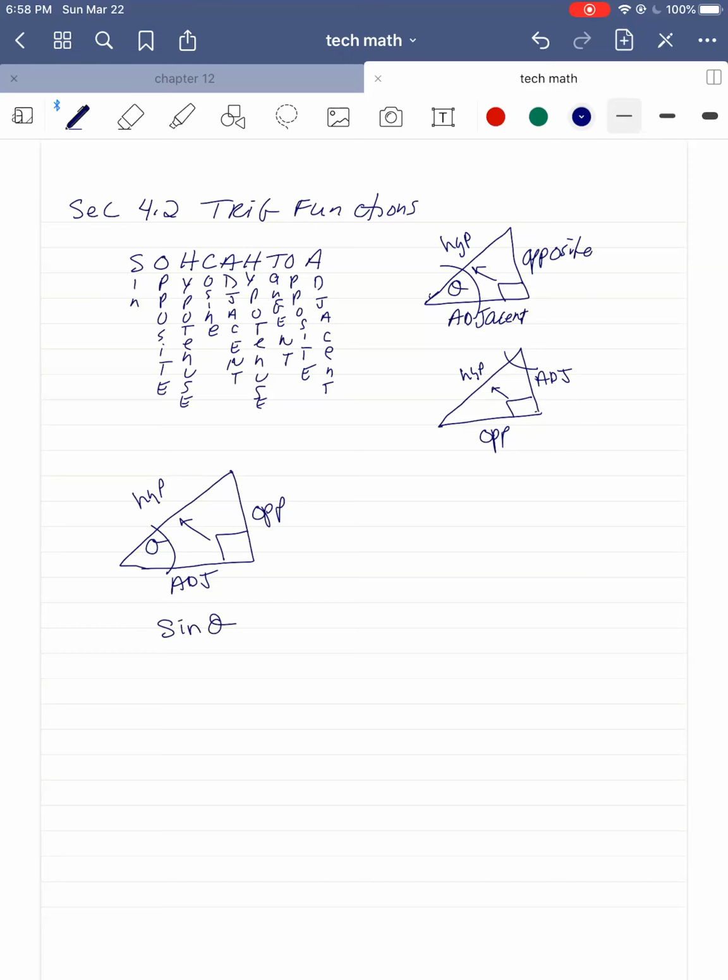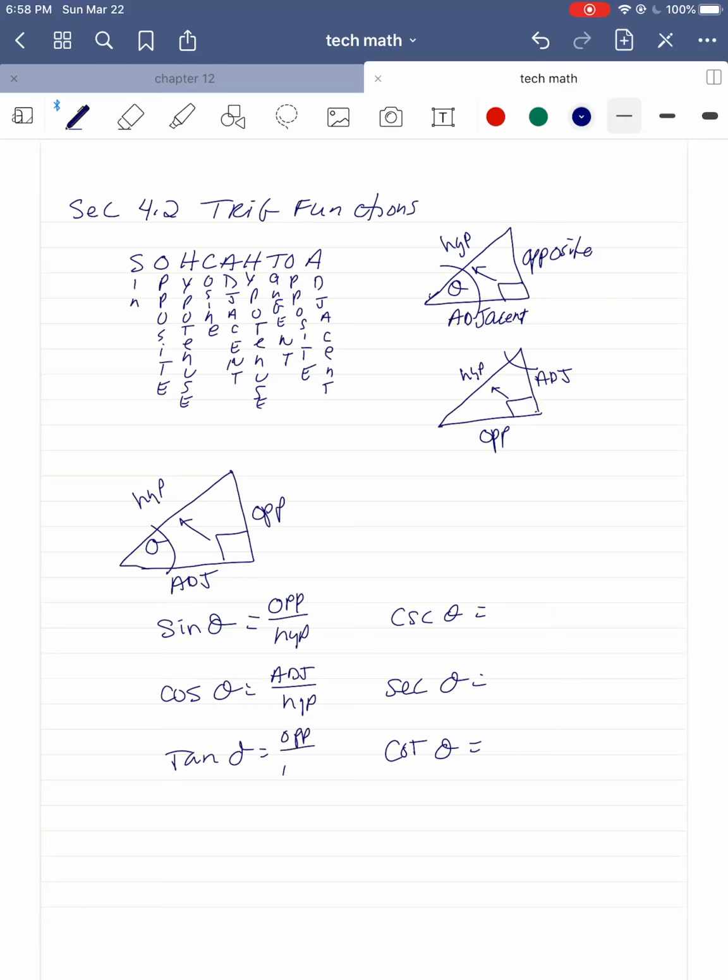So if I make the list of my trig functions: sine, cosine, tangent, cosecant, secant, cotangent. With the word SOHCAHTOA, the sine is the opposite over hypotenuse. And again, these are going to be referenced to lengths of sides. You'll have some numbers. Cosine is going to be adjacent over hypotenuse. Tangent is opposite side over adjacent side.